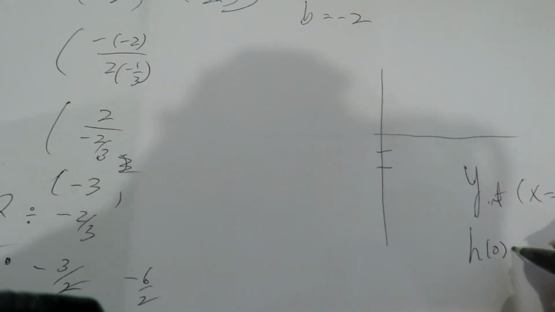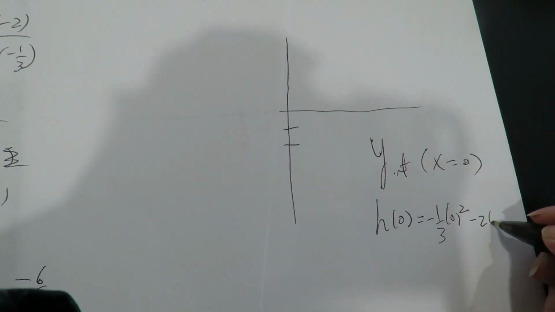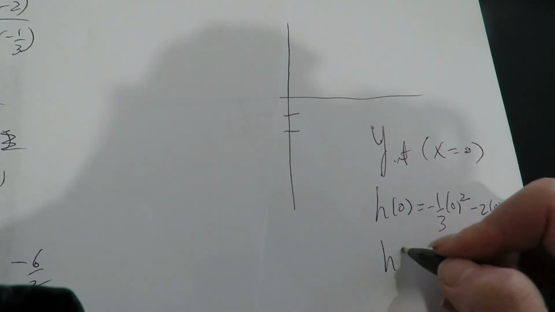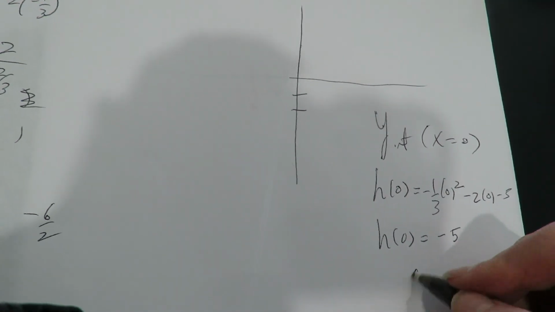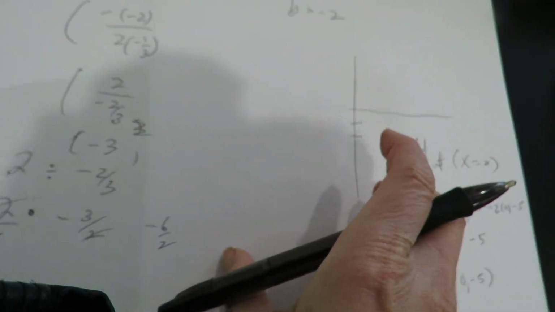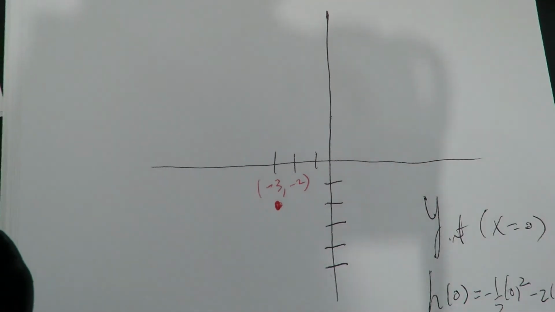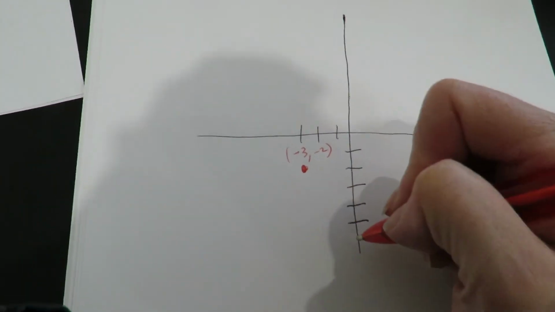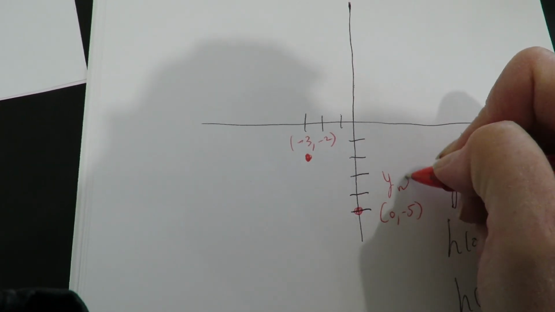H of 0, I'm just plugging it into the original here. Negative 1/3 times 0 squared minus 2 times 0 minus 5. So h of 0 equals negative 5. Okay, great. That's the y-intercept. Okay, so 0, negative 5, that's the y-intercept.